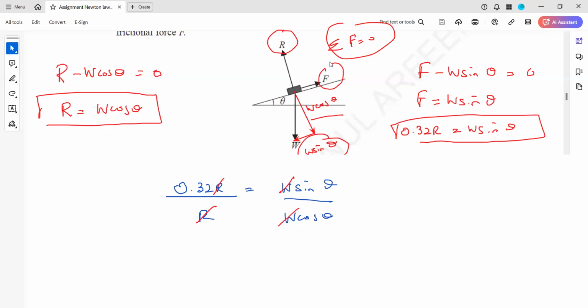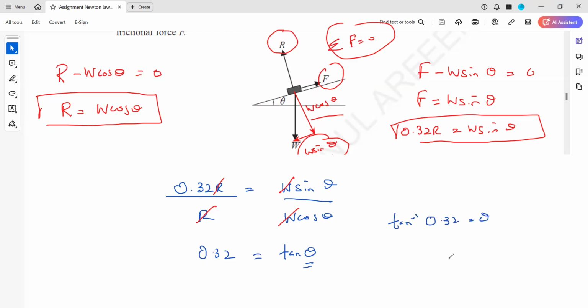What is sine theta over cosine theta? What we call a trigonometric ratio. Sine theta divided by cosine theta is known as, yes, good, Ahmad, that's tan theta, tangent theta. So tangent theta is 0.32. I need the theta, so I will move tan to the other side. So it will be tan inverse 0.32.